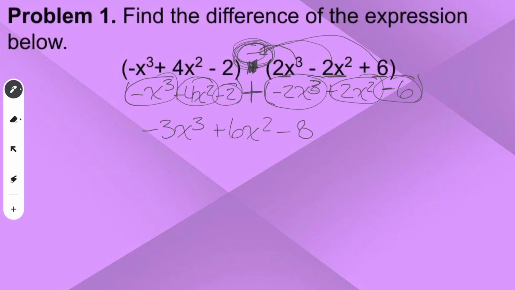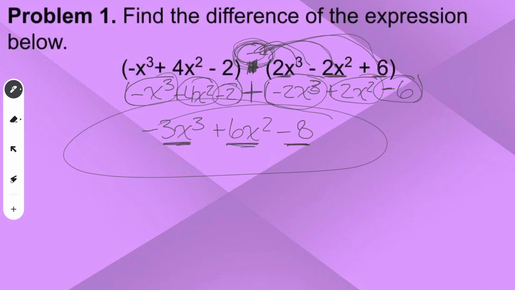So I'm going to run through my steps again. First, I distribute the negative. Then I combine my like terms, and I got my answer. So the difference between negative x cubed plus 4x squared minus 2 and 2x cubed minus 2x squared plus 6 is the polynomial negative 3x cubed plus 6x squared minus 8.